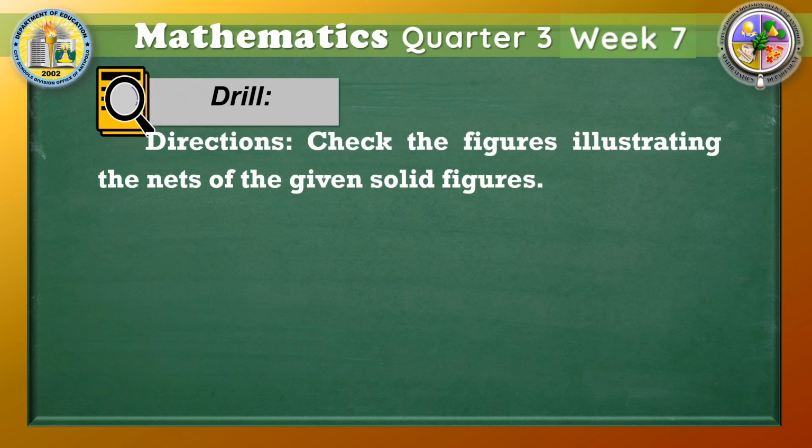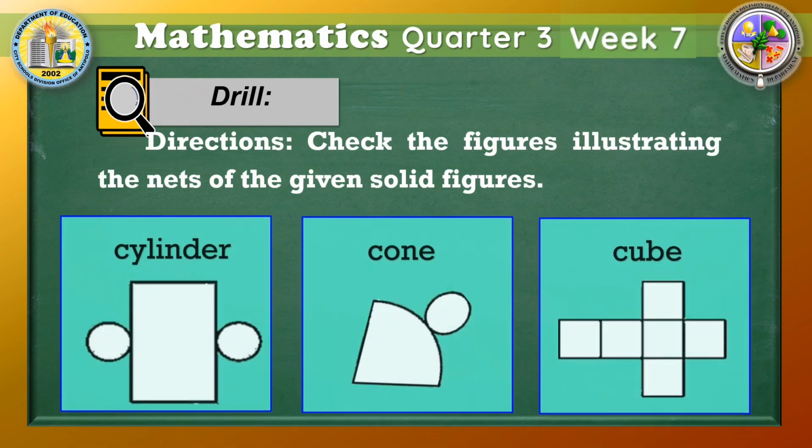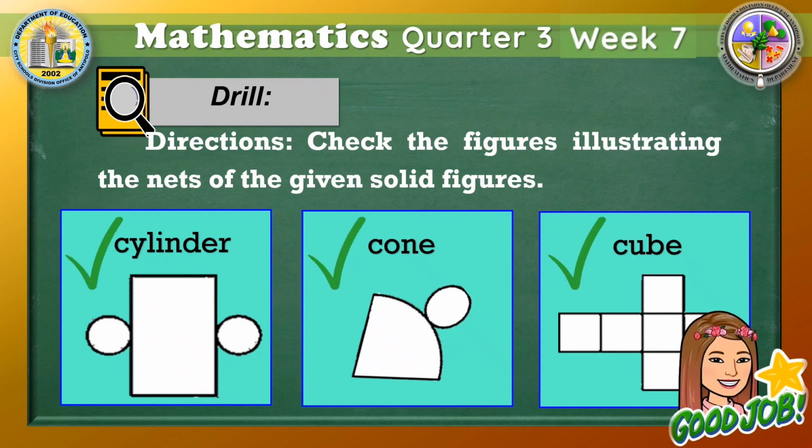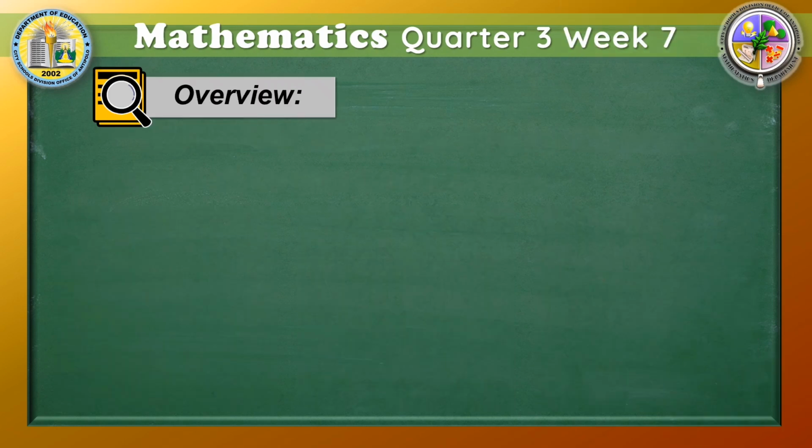The given illustrations are the nets for the solid figures cylinder, cone, and cube. Therefore, all of the figures should be checked. Did you get them all right? Good job! Knowing that you are already familiar with how the nets of some solid figures look, I am sure our lesson about surface area will be easier for you to understand.